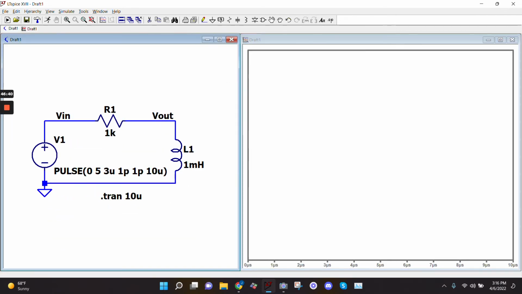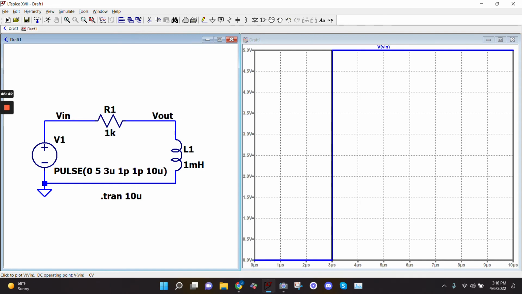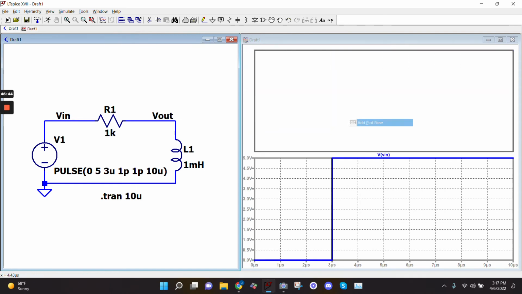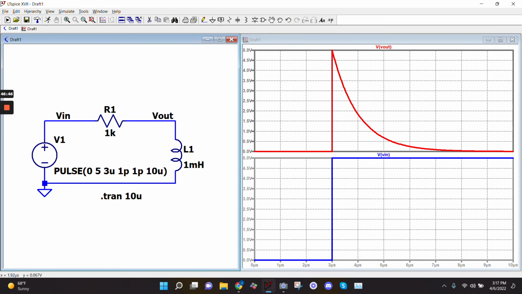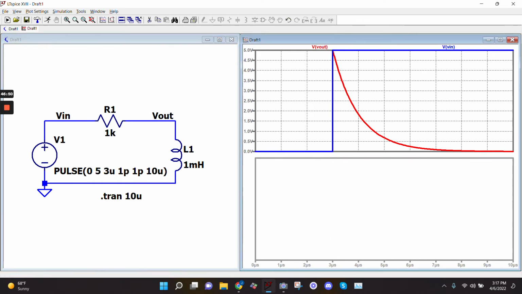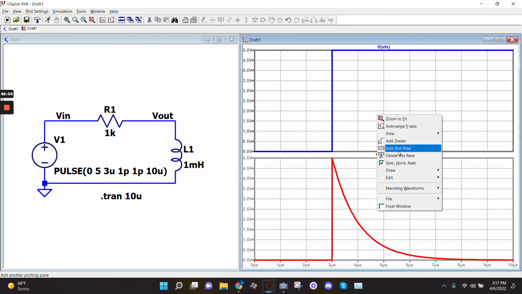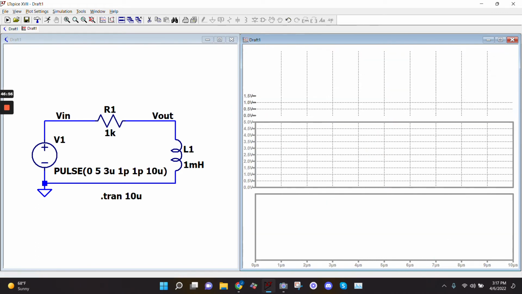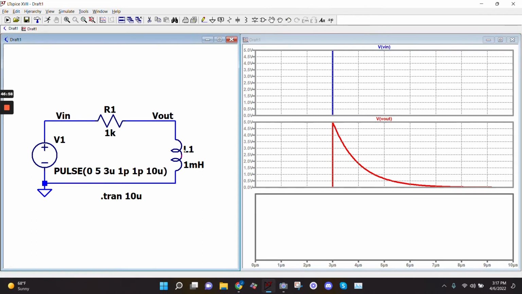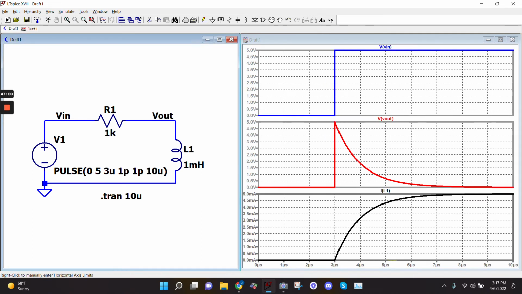Okay, so I wanted to plot V in, obviously. I wanted to plot V out. Does exactly what we said. And I wanted to plot, hang on, I want to do it in the same order I did on my page. And I want to plot the current through the inductor. Okay? So this is exactly the kind of behavior that we expected.